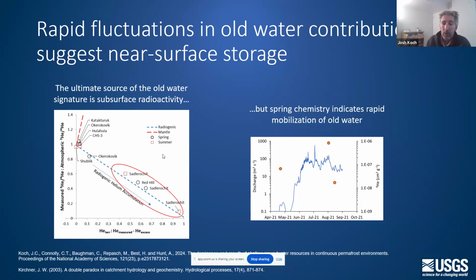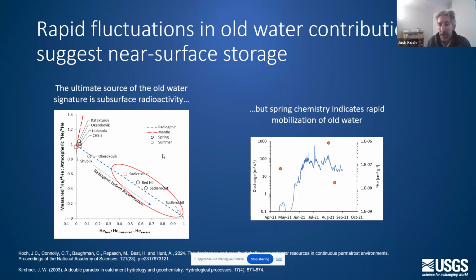So another clue to what's happening in the subsurface comes from looking again at the terrigenic helium and the ratio of our helium isotopes. On the left here again, showing that most of our springs look to be almost perfectly like modern atmosphere, and then both the Saddle LaRoche and Red Hill springs tend to show evidence of this radiogenic helium accumulation.